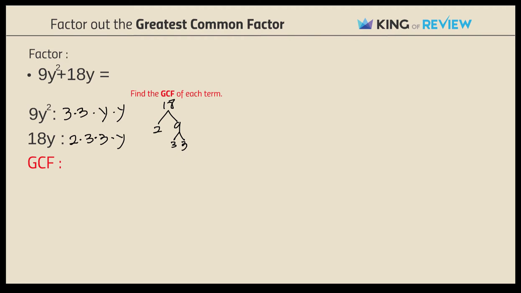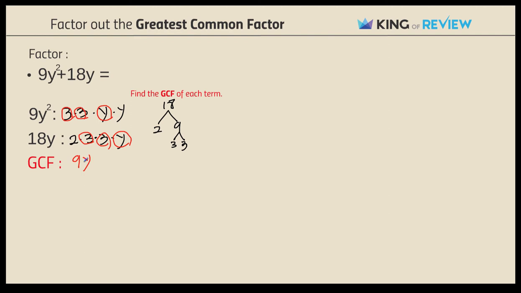To find the GCF, circle the common factors here. These two terms have in common that they both have 2 factors of 3 and they both have a factor of y. So what is circled in each term is what they have in common, which gives us the greatest common factor of 9y.